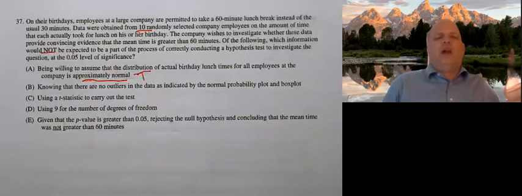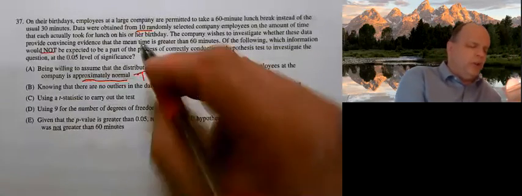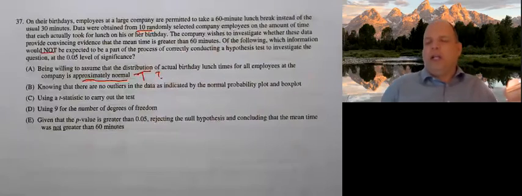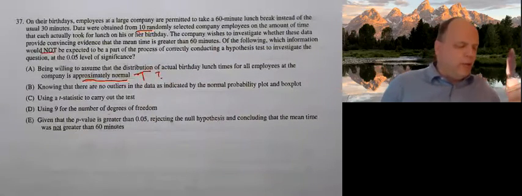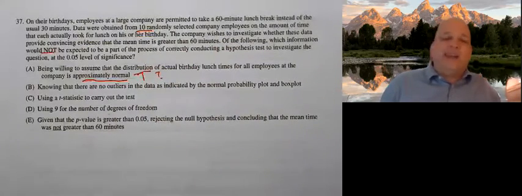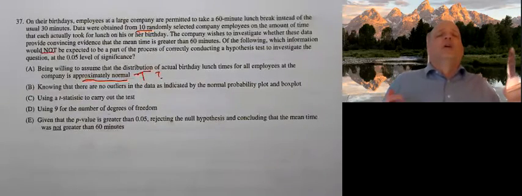B, knowing that there are no outliers. And by the way, if you don't like the word assume, you can put a question mark and go, is there a better answer? And honestly, this might be one of those choices where he's like, hey, I need to see if there's a better answer out there. Knowing that there are no outliers in the data.